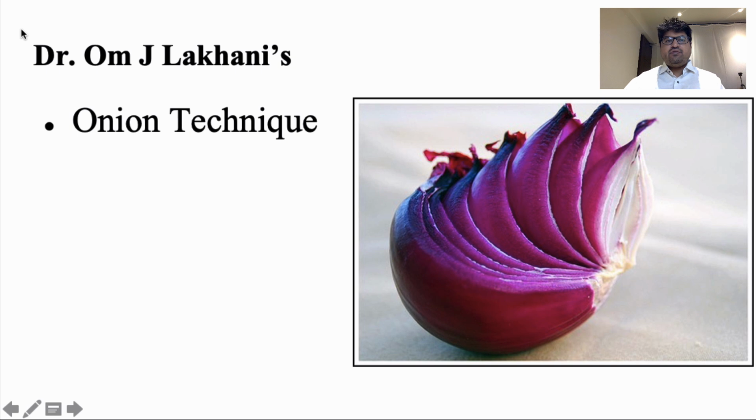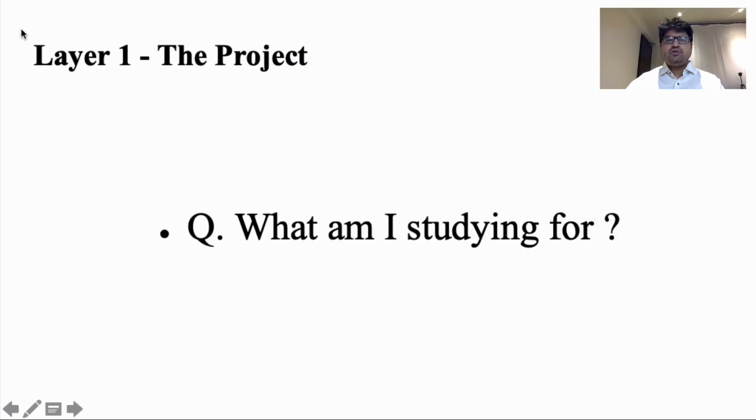So in the same way, what we have done is we have modified this to make it into an onion technique, that is layer by layer. So when you plan something, you have to have it at several layers. We'll discuss what are these layers, and we'll discuss how to plan your entire study system. So the first layer you have to do is the project.